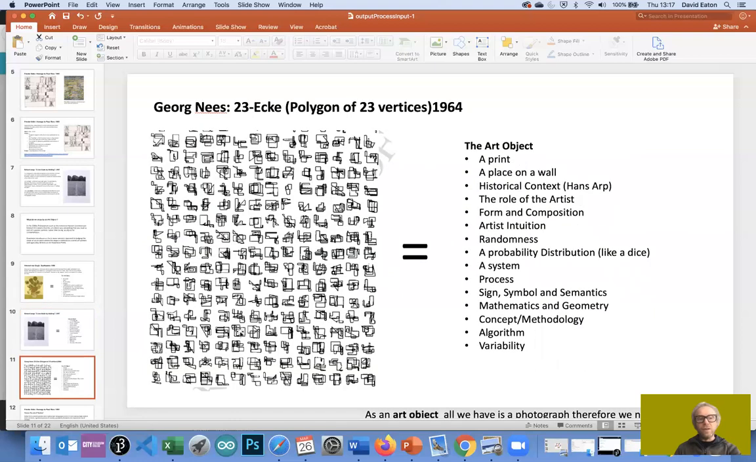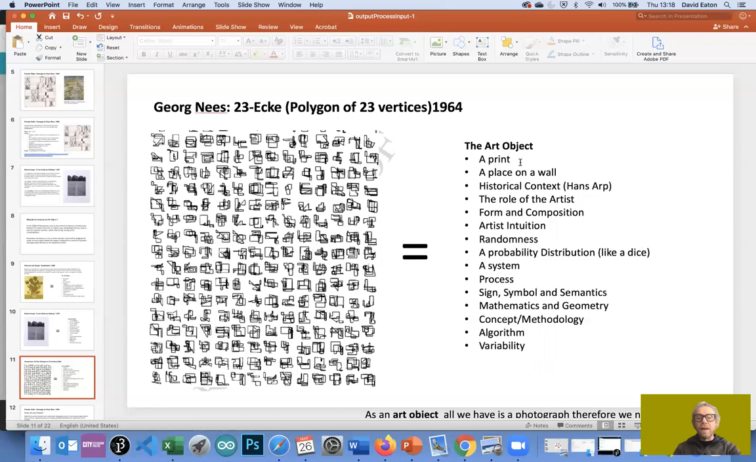Let's take this idea into looking at a piece of early computer art. Georges Nees's 23 Polygons and 23 Vertices, whereby he fed in what we call a probability distribution, i.e. a range of possible positions. A probability distribution, as we've seen over here, is like a dice. There are six possibilities, okay? So it's a limited range, but it's still random. So he feeds in a number of random positions to create each individual image, okay, in the sequence.